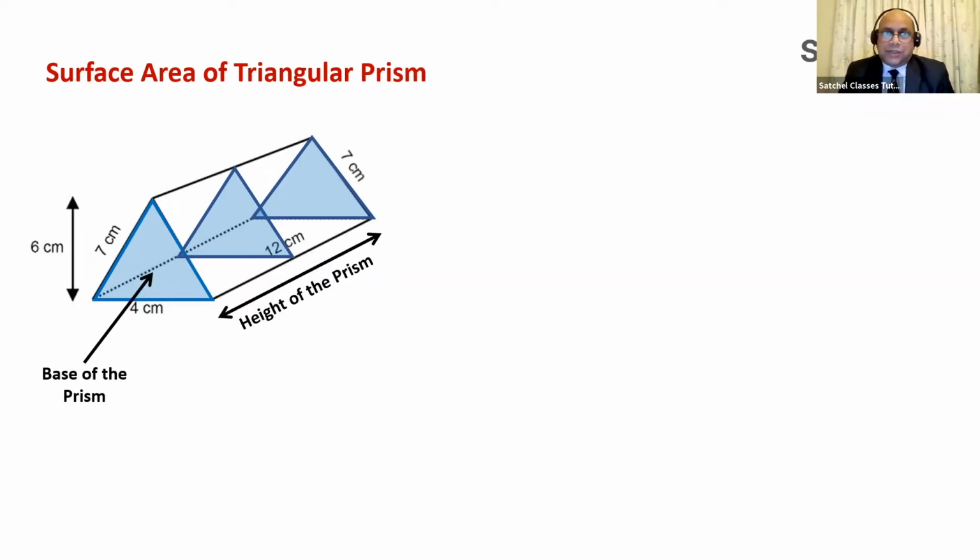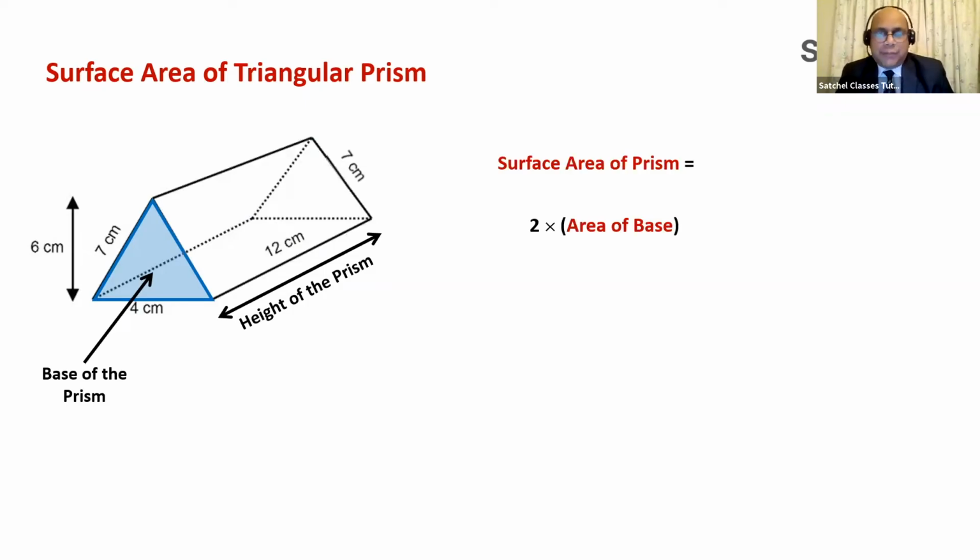In this case, it is a 12 centimeters dimension. With that background, let's put the formula for surface area of the prism. Surface area of the prism, as you know, is 2 times the area of the base plus the perimeter of the base times the height of the prism. Now, what is area of the base?